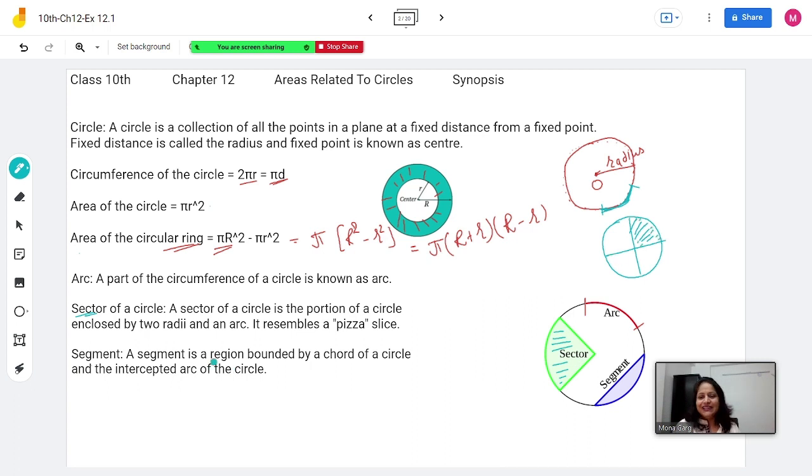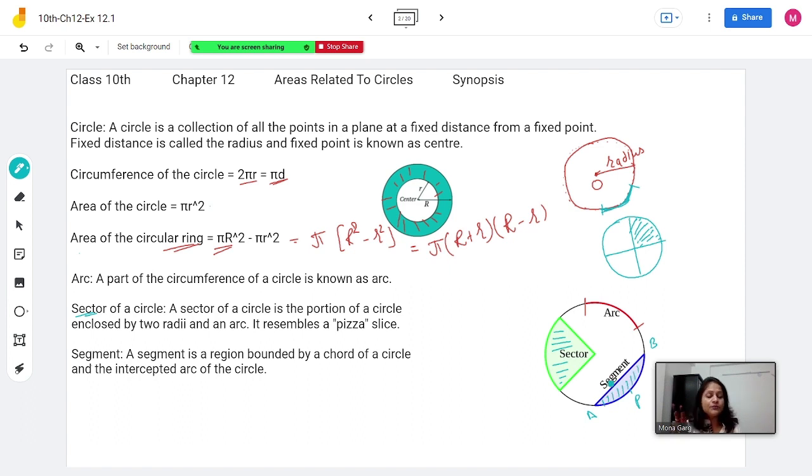Then segment. Now segment is a bit different from the sector. Segment is the region or the area enclosed by the arc and the chord. So this is the chord, say AB, and APB is the arc. Then the region between the chord and the arc is called the segment.